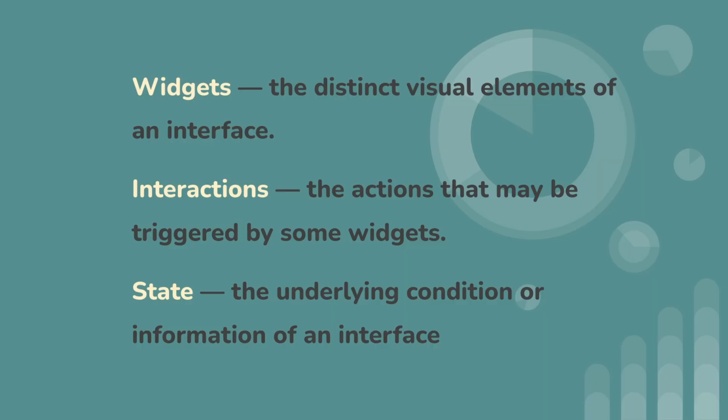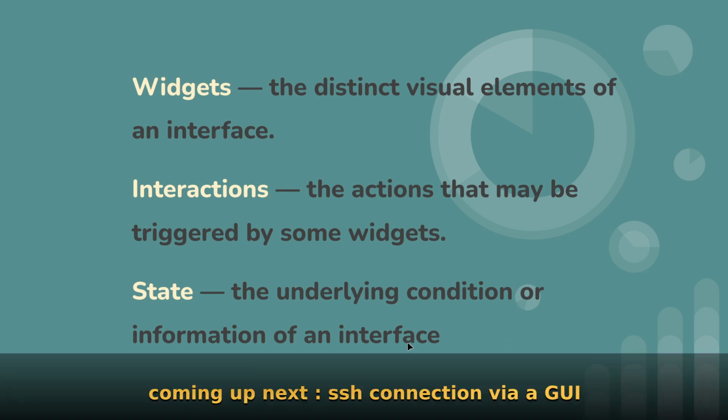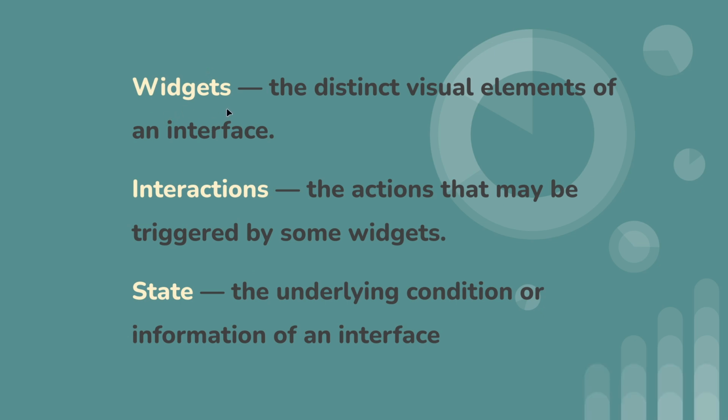The things which you will need to get familiar with are widgets, so the visual elements of an interface, the interactions, the actions that are triggered by some widgets, and the state. State is the underlying condition or information of an interface. Again, I always try to relate things to other things that I've already learned. So obviously you've got the model view controller sort of paradigm. So yeah, widgets, interactions, state.